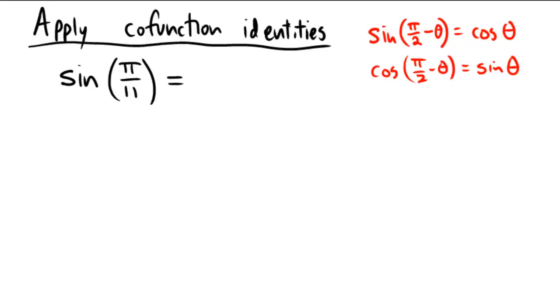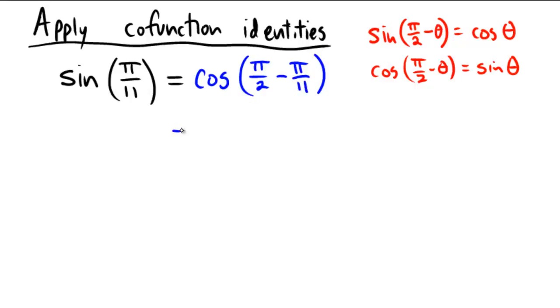a cofunction identity. So since this one's a sine, we're going to want to change it into a cosine, and the appropriate angle that would have the exact same value as the sine of pi over 11 would be the complement to pi over 11, which is pi over 2 minus pi over 11.